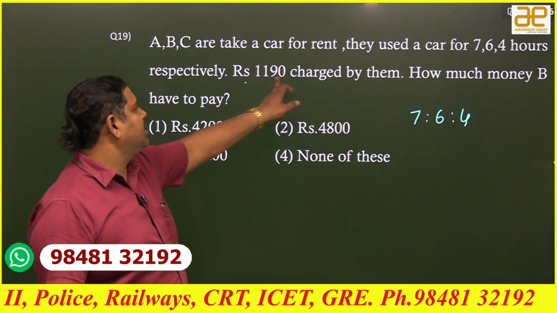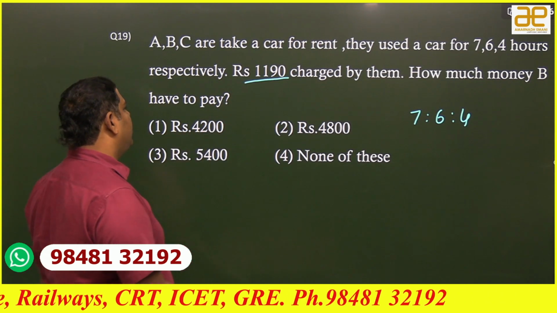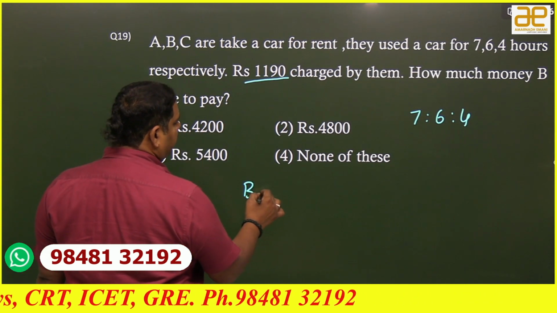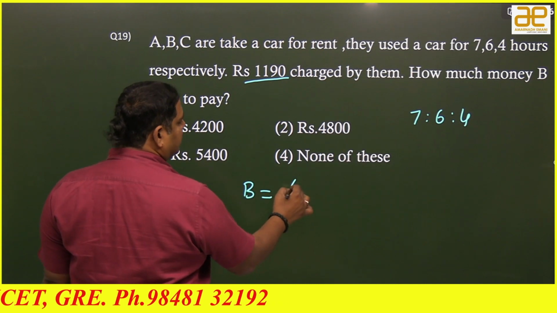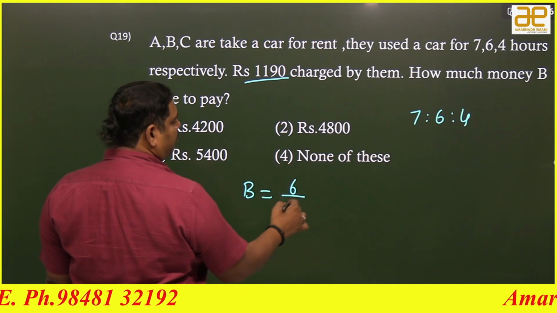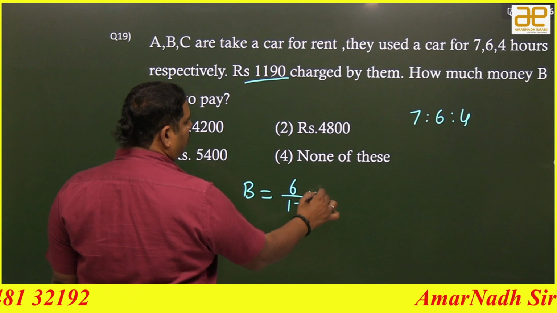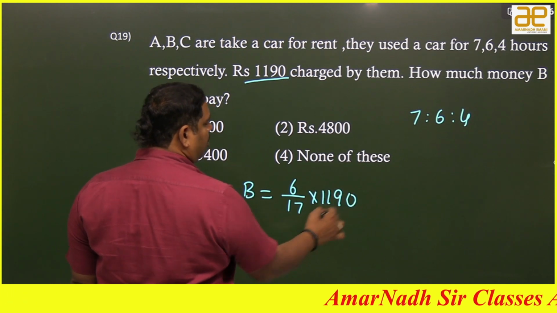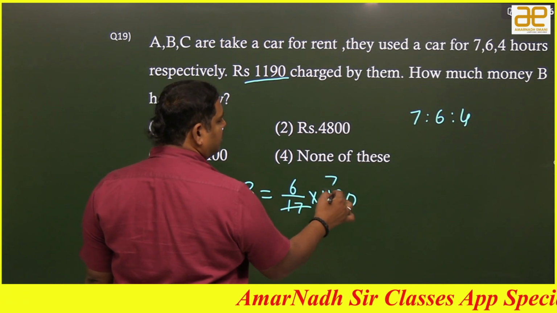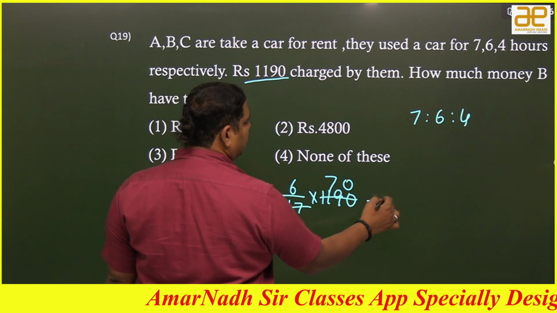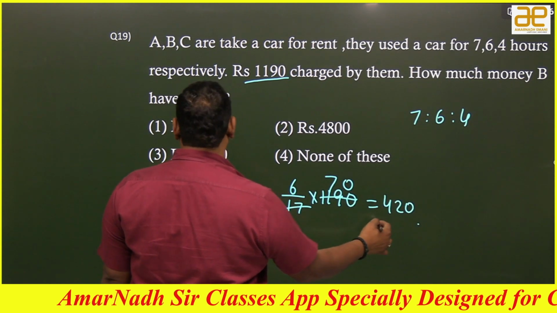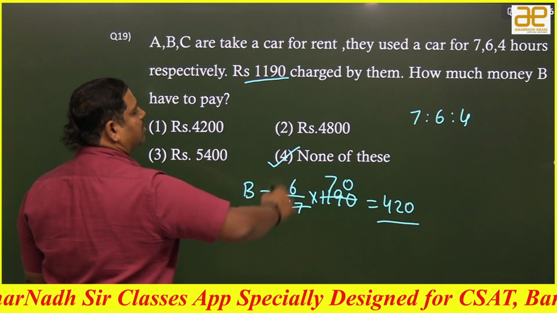Total rent is 1190. In that he is asking about the share of B. B means 6 parts out of 7 plus 6 plus 4 is 17 into 1190. 17 ones, 7s and having 0. 70 into 6 is how much? 420. So, what is the answer? None of these is the answer.